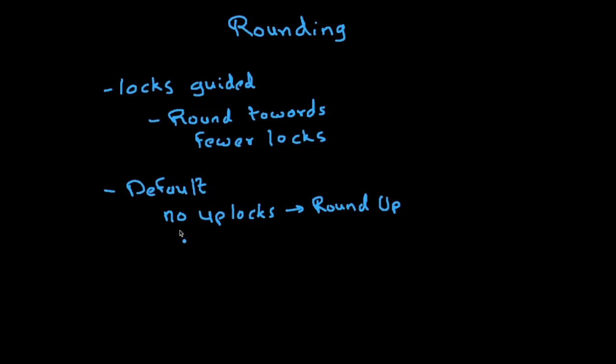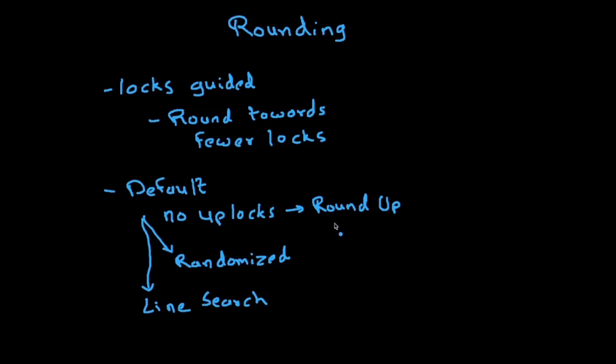So for example, if a variable doesn't have any up locks, then we don't care about what rounding technique is being used. We always round it upwards. Similarly, if the variable doesn't have any down locks, then we don't care about the rounding rule, but we always round it downwards. So in SCIP, this default technique is used inside randomized rounding and in line search rounding. But before we round it in the random direction, we check if the variable doesn't have any up locks. If that's the case, then we always round it up. If the variable doesn't have any down locks, we always round it downwards. If the variable has both kinds of locks, then we go for the randomized round.